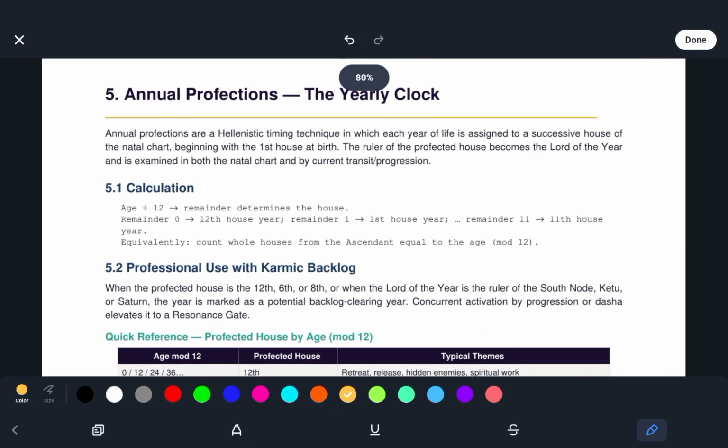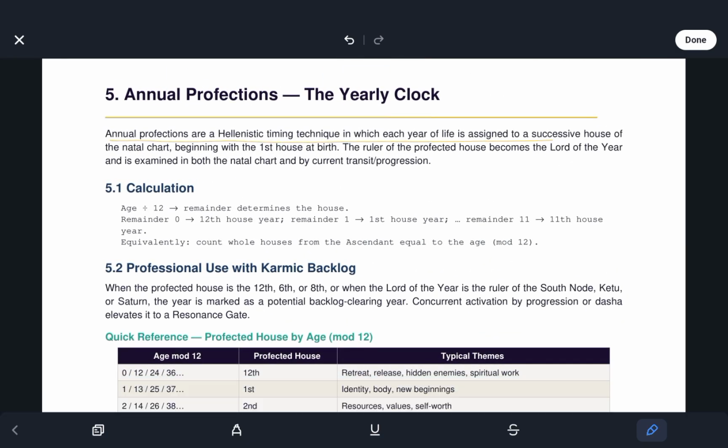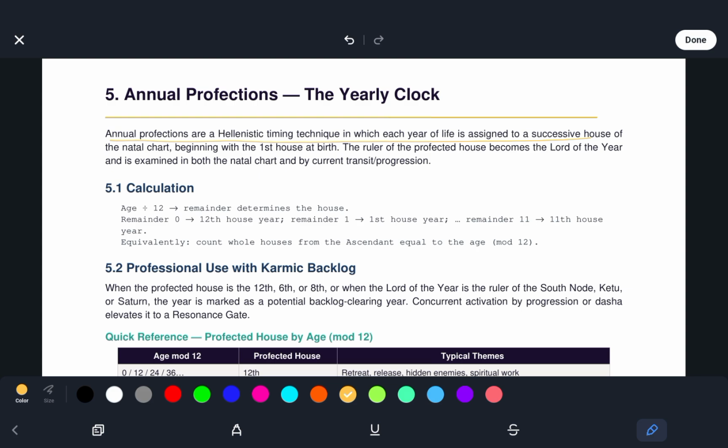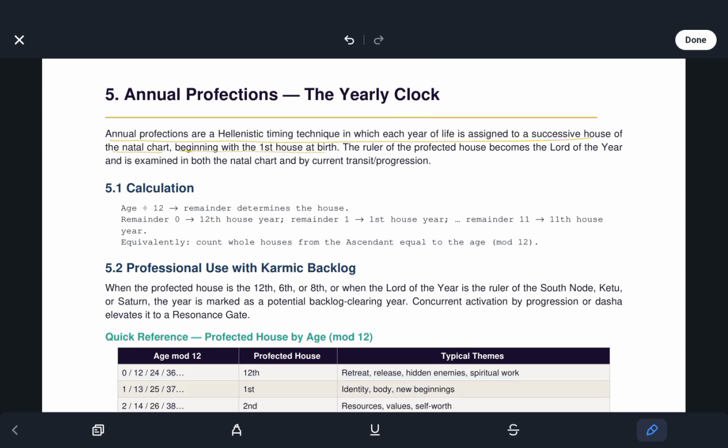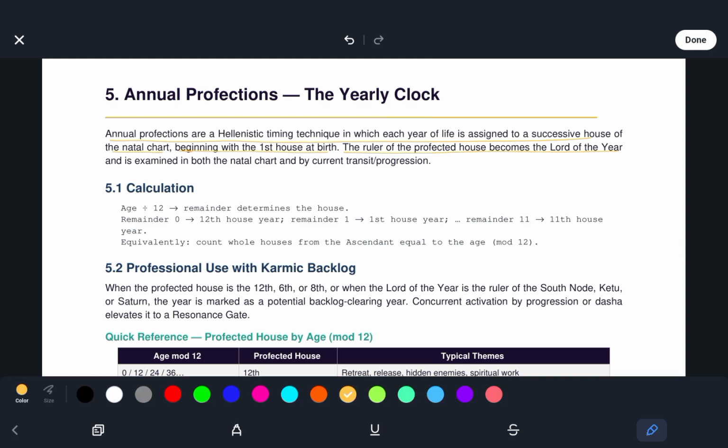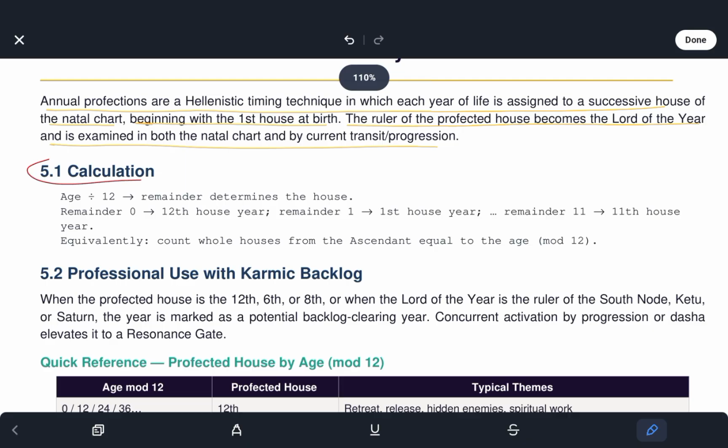Annual profection is a yearly clock, a Hellenistic timing technique in which each year of life is assigned a successive house of the natal chart. Beginning with the first house at birth, the ruler of the profected house becomes the lord of the year and is examined in both the natal chart and by current transit and progression. So we see this calculation here.